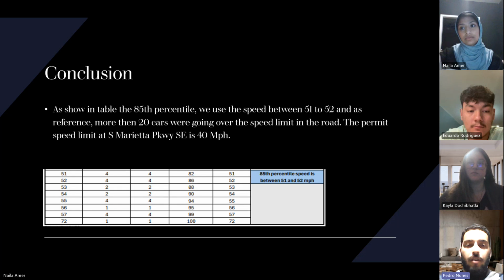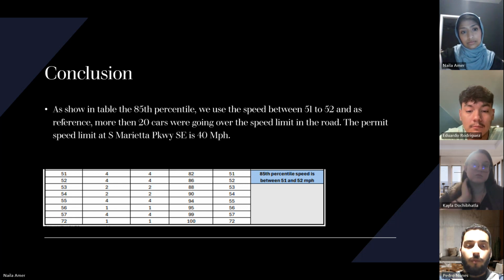As is shown in the table, for the 85th percentile, we use the speed between 51 and 52 miles per hour as a reference. More than 20 cars went over the speed limit on the South Marietta Parkway South. The speed limit over there is 40 miles per hour. More than half of the collected data we used for the spot speed study went over, 52%. So we conclude that 52% of the collected data went over the speed limit over there, which is 40 miles per hour.